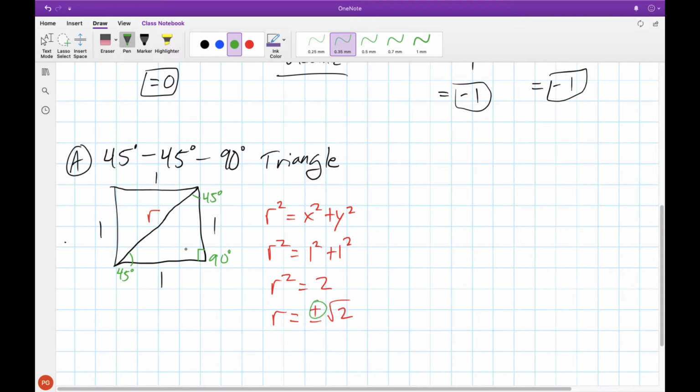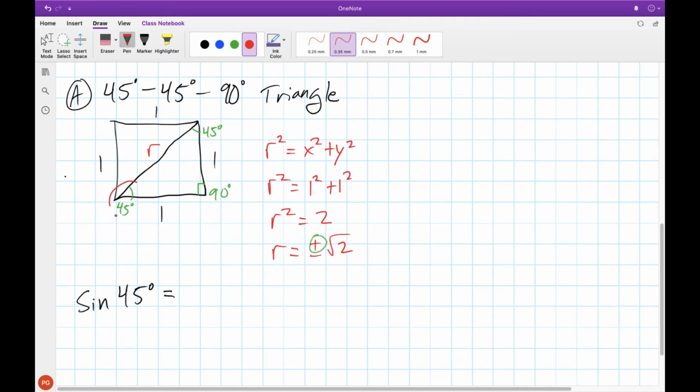Once we have our hypotenuse and our two sides of the triangle, we can state our trig ratios pretty easily by using the ideas of opposite, adjacent, and hypotenuse. For this, we're going to focus on this angle right here. The sine of that angle is going to be opposite over hypotenuse.